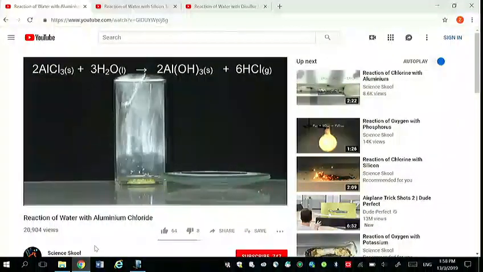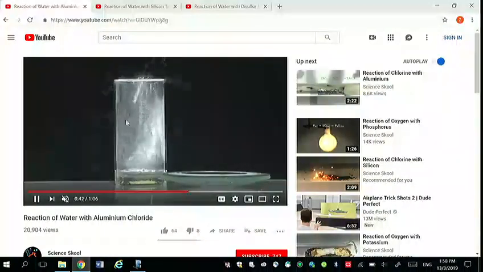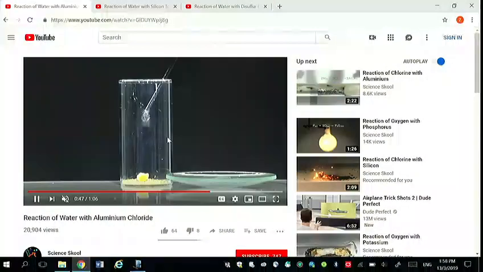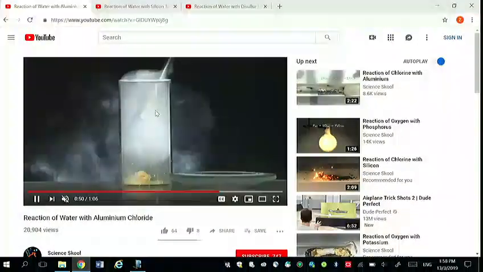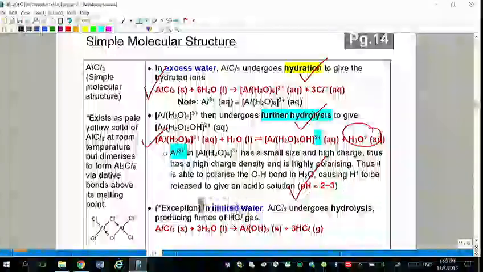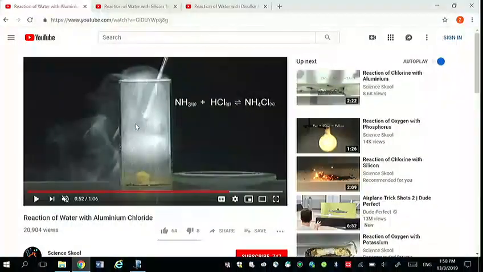Okay, this is if you are using limited water. Can you see that once you add limited water inside, what happens? What is this white color fumes? This is actually your white fumes of HCl. If I refer you back to what we learned, if I add droplets of water, I'm using limited water, it will undergo hydrolysis and produce white fumes of HCl. So the white fumes that you see over here is actually your HCl. So just take note of this.